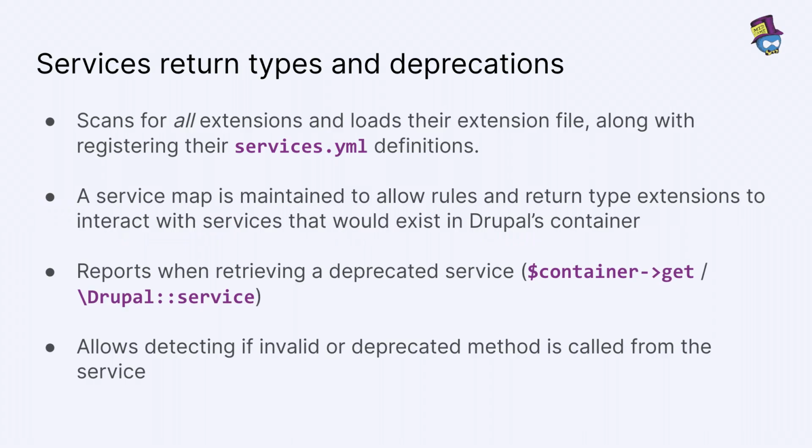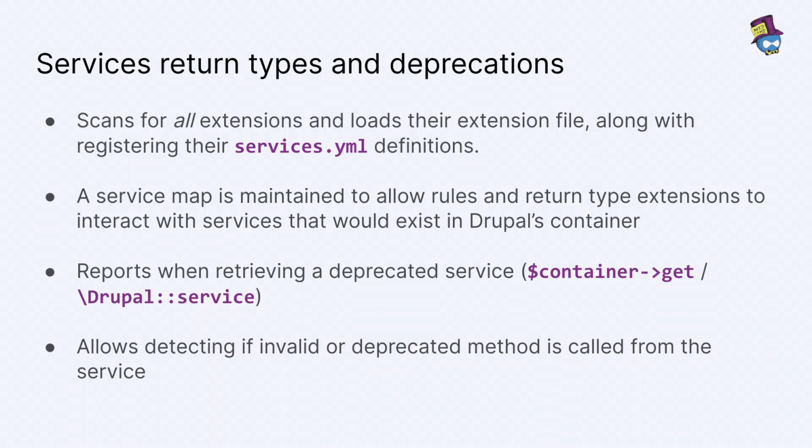And then the service container. We take all the services.yml files and parse them, so when you call \Drupal::service and get something like entity_type.manager, it knows it's the EntityTypeManagerInterface. Internally, it's doing a service map that knows how to return the valid types. That way you can detect if you're getting a deprecated service.